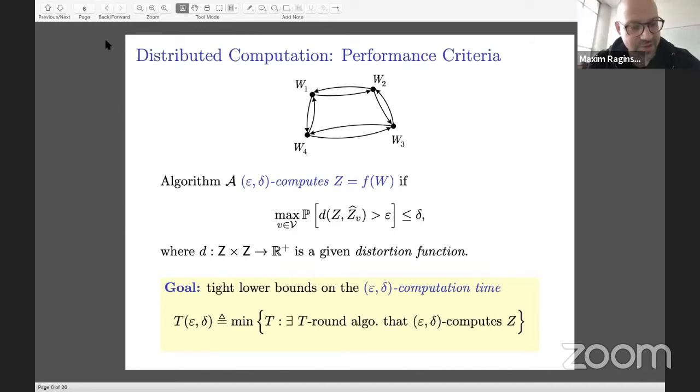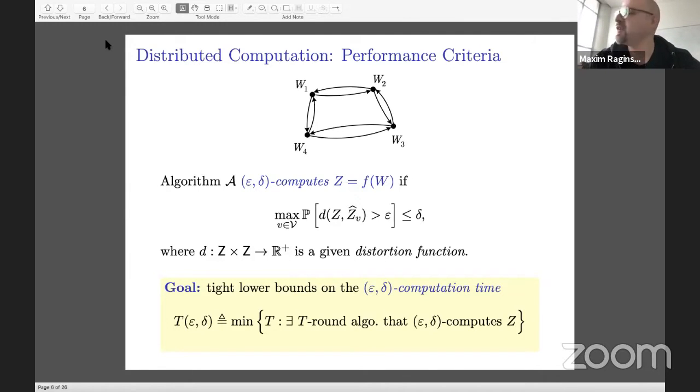Right. So our goal is to lower bound what we call the epsilon-delta computation time, T of epsilon and delta, and T of epsilon and delta is simply the minimum number of rounds such that there exists a T-round algorithm that epsilon-delta computes our function.